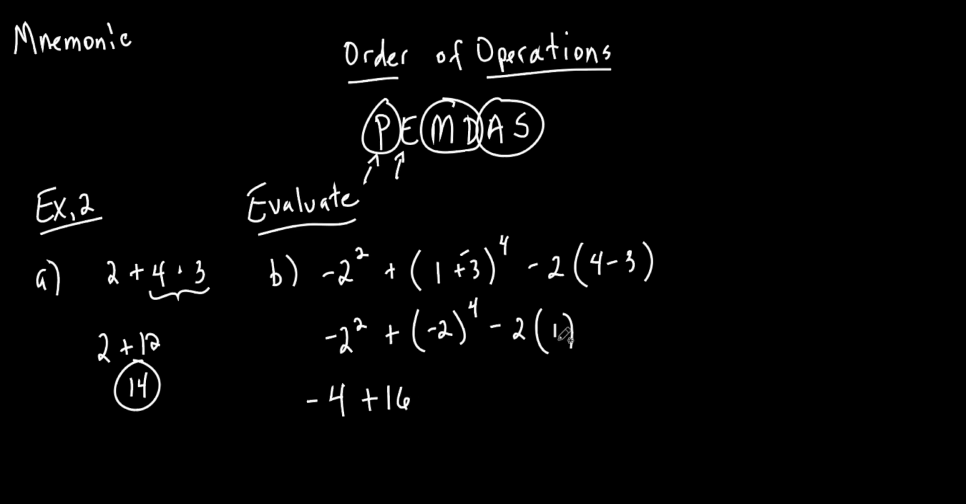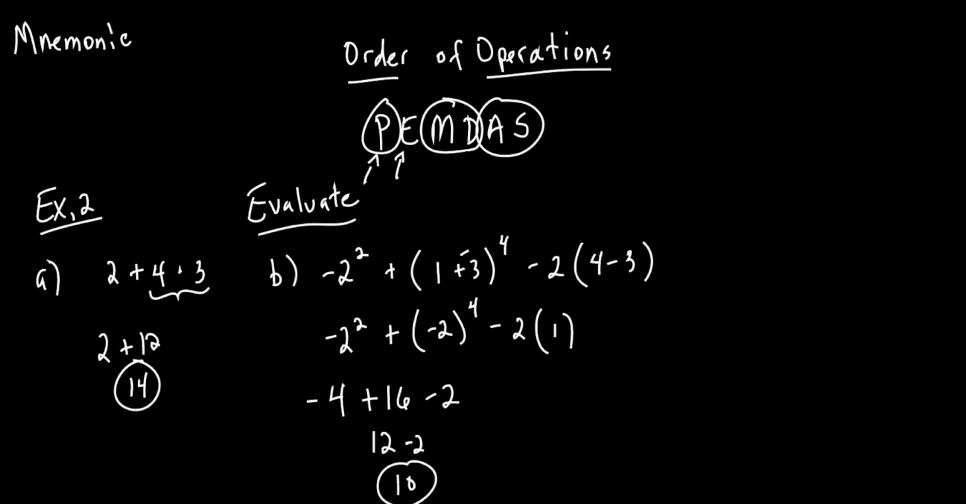And then you do this multiplication now. -2 times 1 is -2. Now we do any addition and subtraction. Doesn't matter which order. I could go 16 minus 2 first, or I could go -4 plus 16. Let's just go left to right. -4 plus 16 is what? 12. Minus 2 is 10, and there we go.